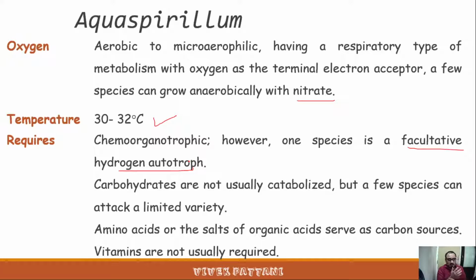Carbohydrates are not usually catabolized, but a few species can attack a very limited variety of carbohydrates. Amino acids or salts of organic acids serve as carbon sources, and vitamins are generally not required by these organisms.